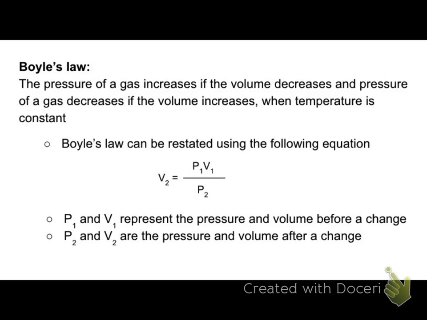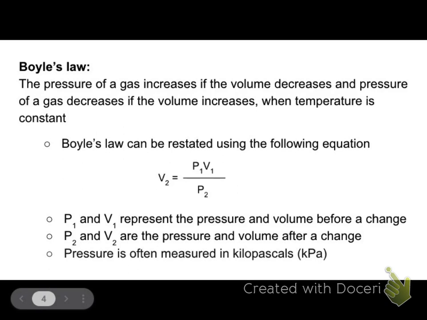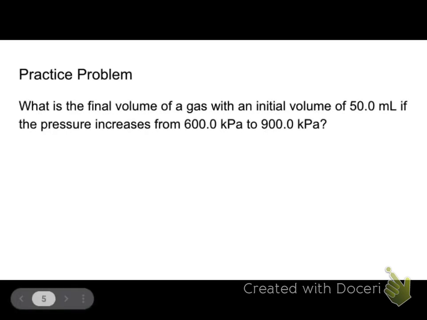You're going to get a chance to practice this in a practice problem. We measure pressure in kilopascals, so that's what that abbreviation means. And as you know already, we measure volume often in milliliters. So what I want to know is, what is the final volume of a gas that has an initial volume of 50 milliliters if the pressure increases from 600 kilopascals to 900 kilopascals?